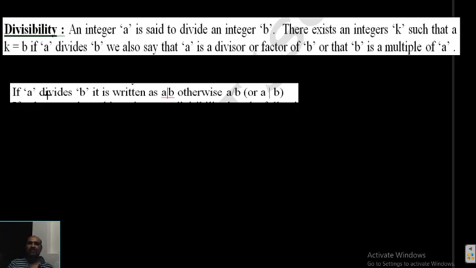So, if A divides B, it is written symbolically like this. Otherwise, A does not divide B is written with a slash symbol. If A divides B, then A is called the divisor or factor of B, and B is called the multiple of A.